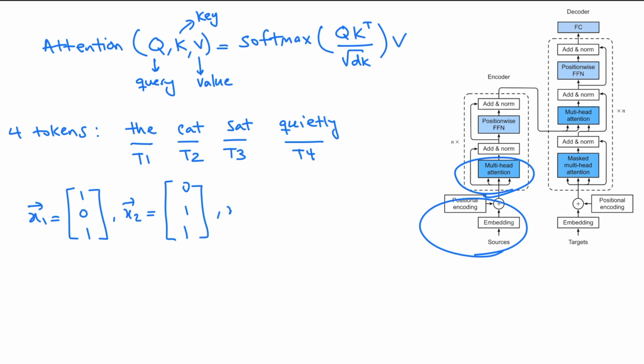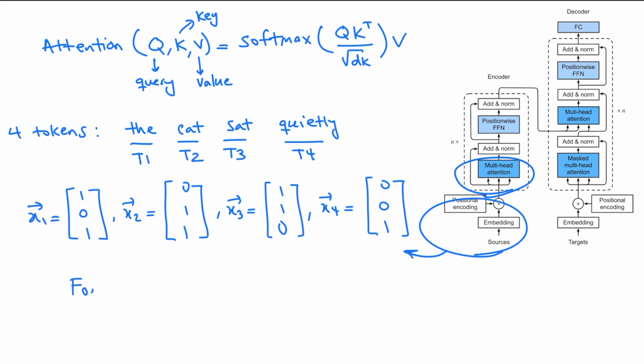So for example, for token 1, the representation is 1, 0, 1. So you can think of this as a vector in R3. Similarly, for x2, we have 0, 1, 1. For x3 it is 1, 1, 0. And for x4 it is 0, 0, 1. And this is what we get from the stage right before the attention step.